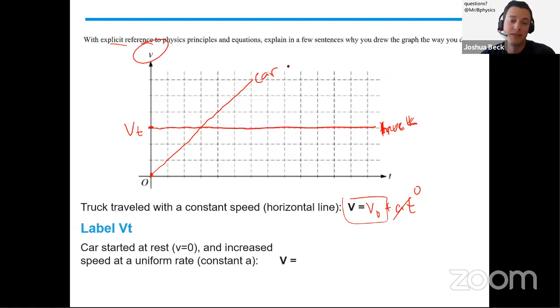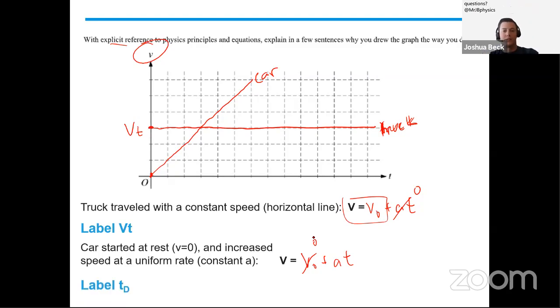So that means the slope of this line should be constant. Now the equation here would be initial velocity plus acceleration times time. In this case, the initial velocity is 0. So we end up with V equaling A times T. A is a constant value. That's going to be the slope of our line.